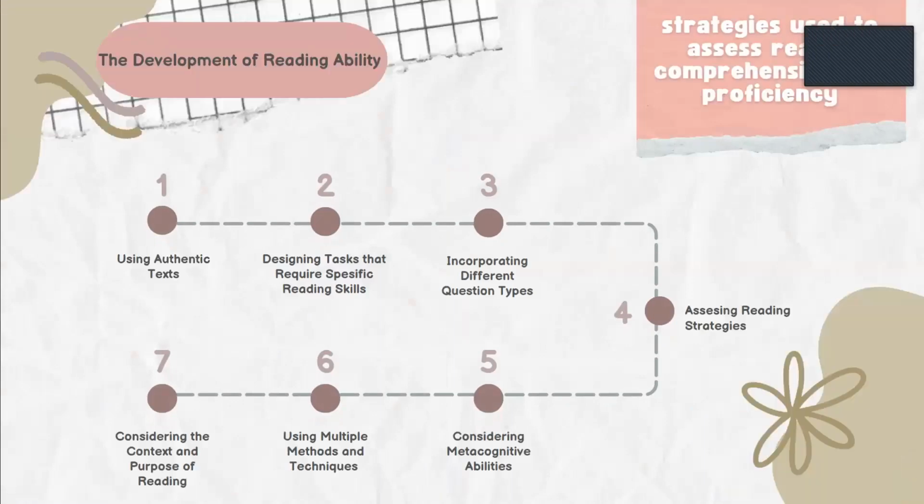Okay, so here is the development of reading ability. The first one, we have strategies to assess reader comprehension and proficiency. The first one is using authentic text like newspapers and others. The second one is designing tasks to require specific reading skills, and the third one is incorporating different question types. The fourth one is assessing reading strategies, and fifth, considering metacognitive abilities. Six, using multiple methods and techniques. And the last one is considering the context and purpose of reading. Okay, next slide, please.